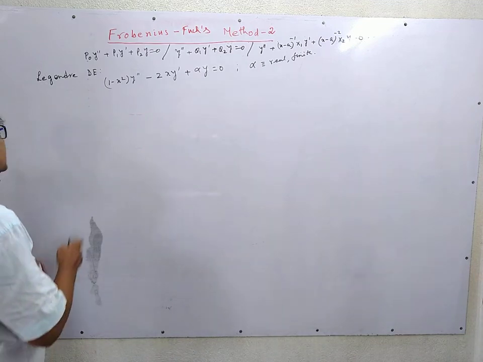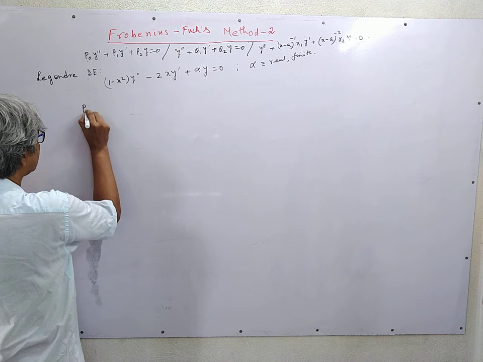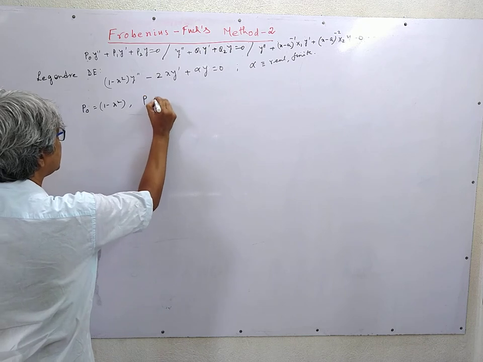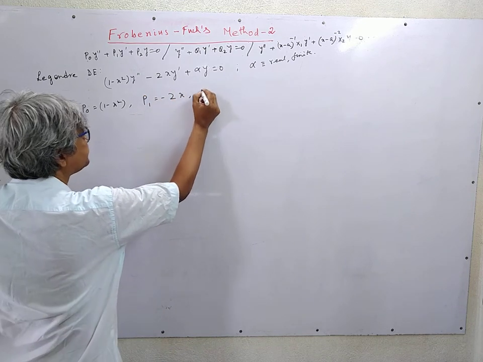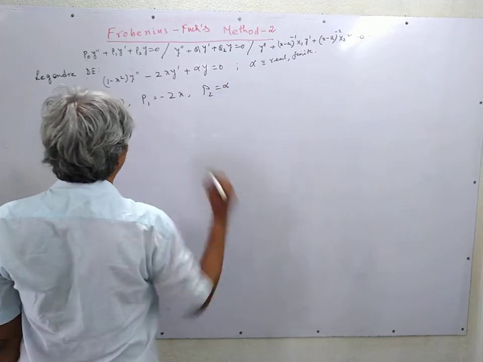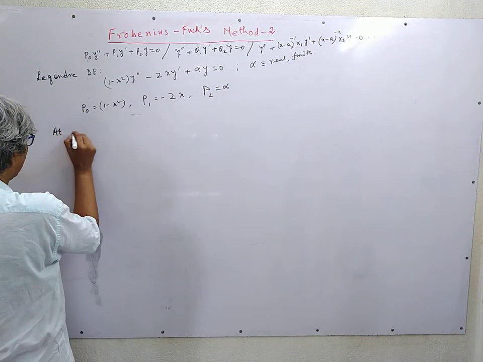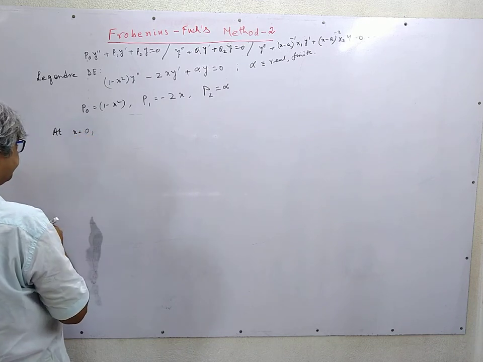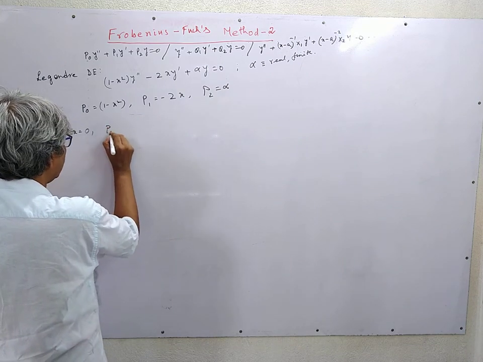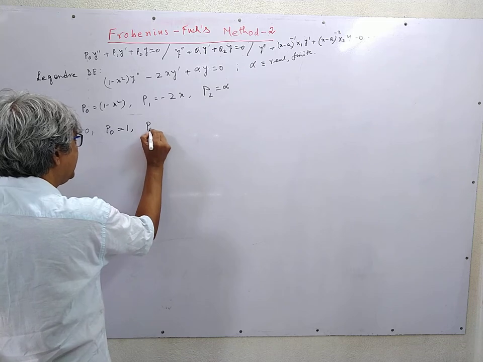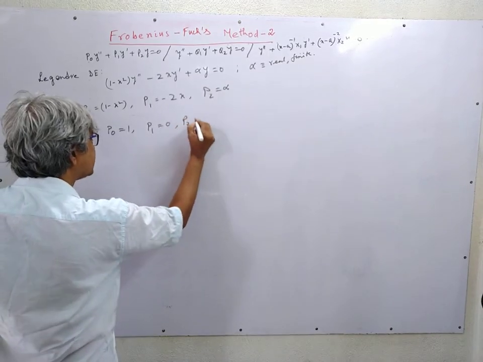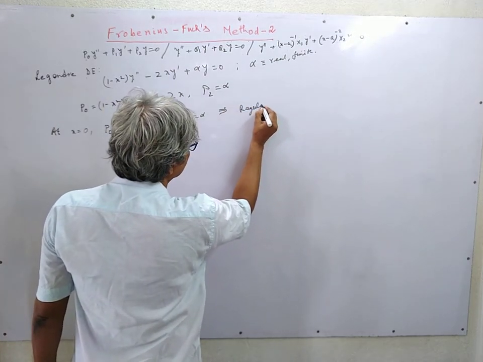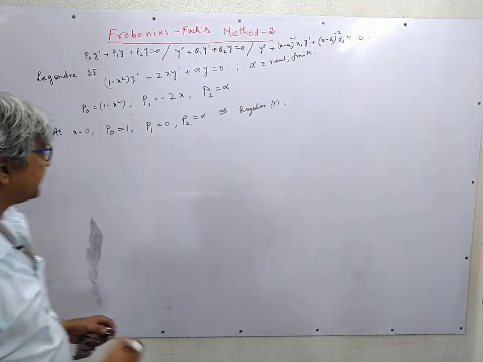So first, what is P0? For the Legendre differential equation, P0 is 1 minus x squared, P1 is minus 2x and P2 is equal to alpha. At x equal to 0, P0 is 1, P1 is 0 and P2 is alpha. So that means it is a regular point. x equal to 0 is a regular point of the Legendre differential equation.